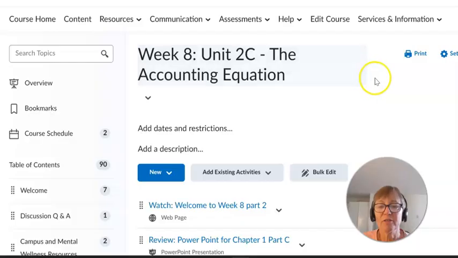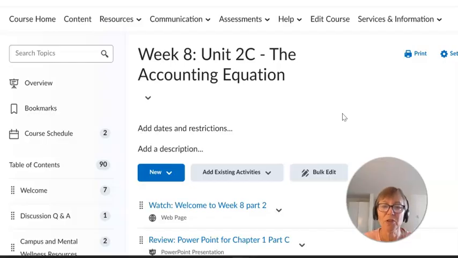For part 2 of week 8, we're finishing up the last part of chapter 1, and it's called the accounting equation. I've alluded to that before. It talks about the balance sheet items: assets on the left-hand side, and liabilities and equity on the right-hand side. The accounting equation says total assets equals total liabilities and equity, or if you're trying to figure out your equity number, assets minus liabilities gives you equity.